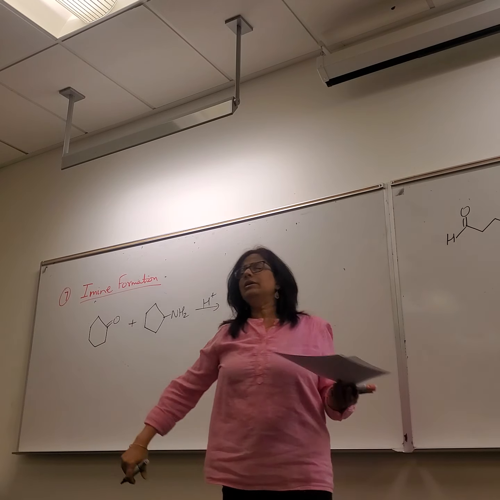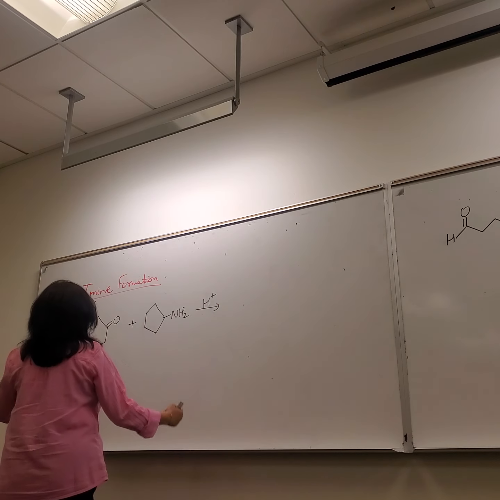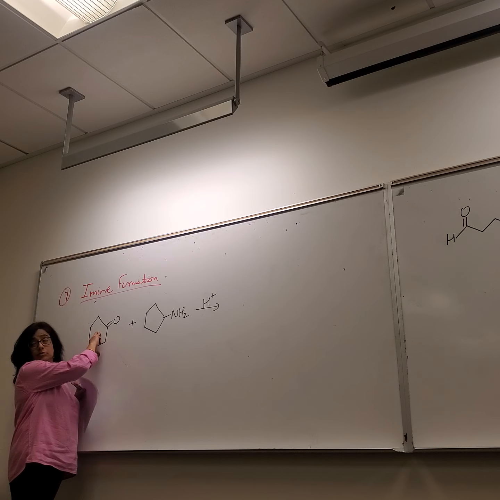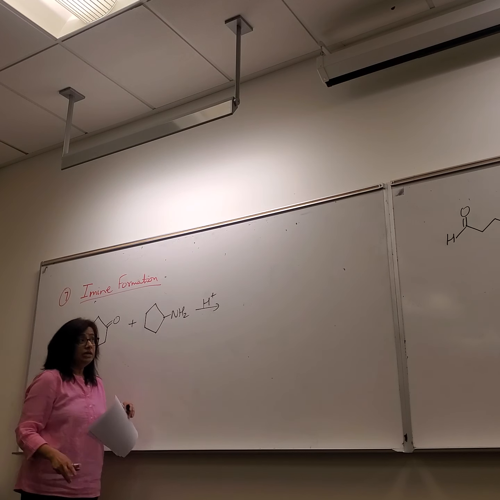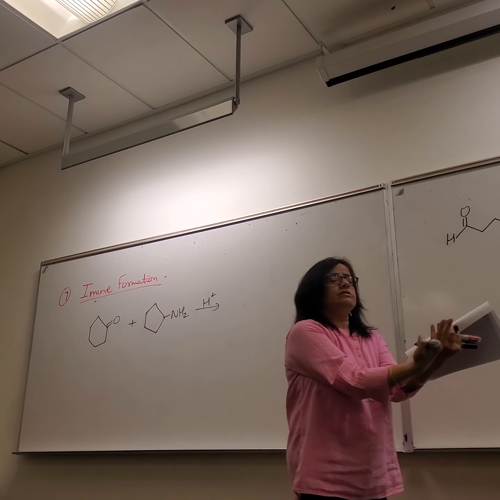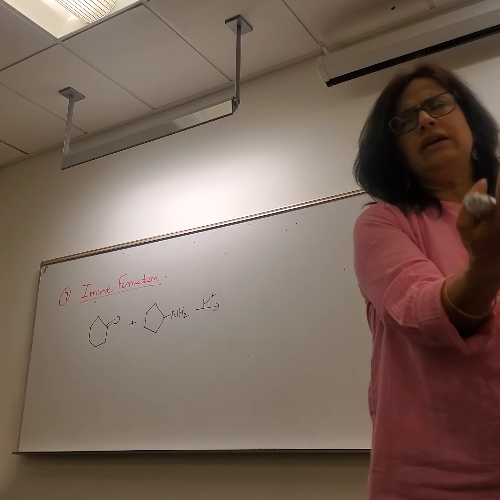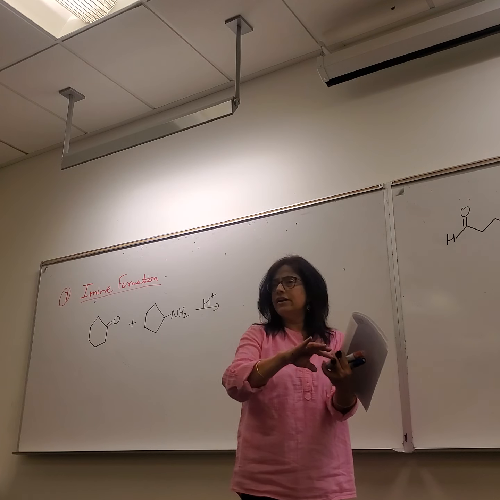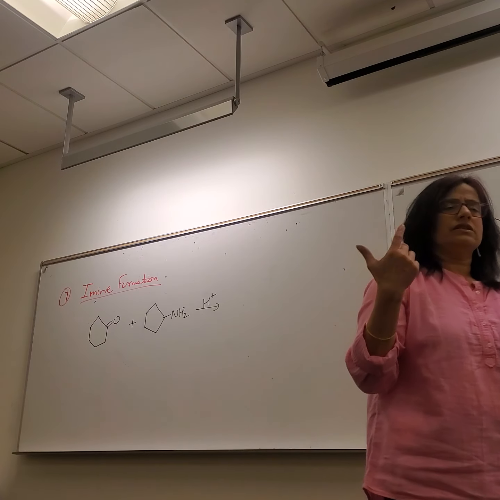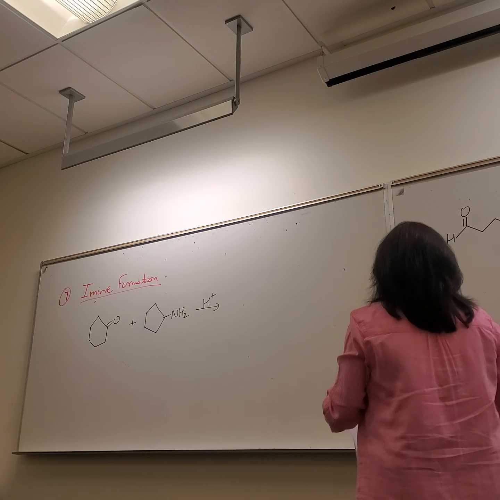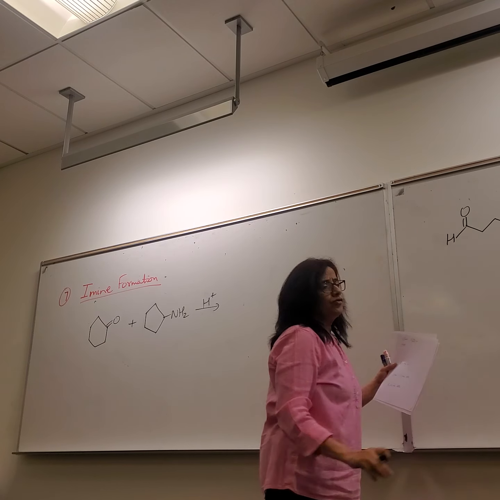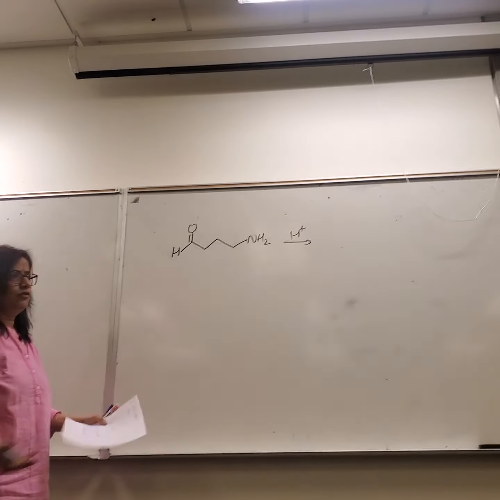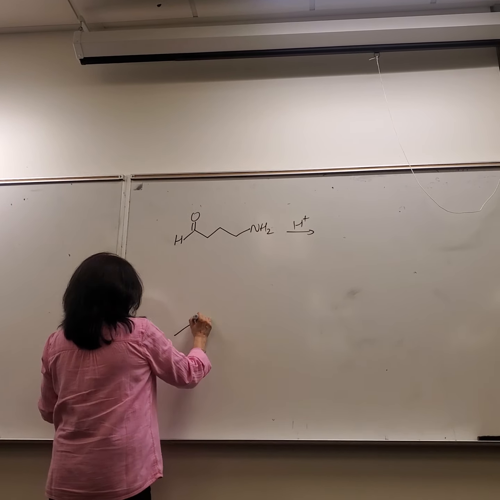Can it happen intramolecularly? Here is an intermolecular reaction. One molecule brings the C double bond O, the other one brings the primary amine. But can it happen within the same molecule? Yeah, absolutely, as long as the new ring is 5 or 6 membered. 5 or 6 is the preferred ring size because those are the most stable rings of all the cyclic structures.